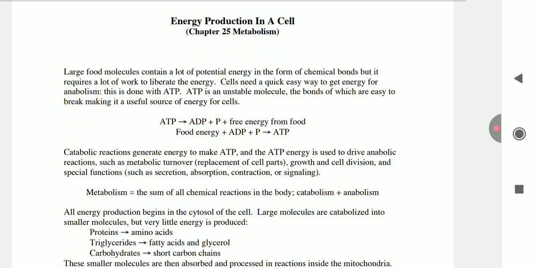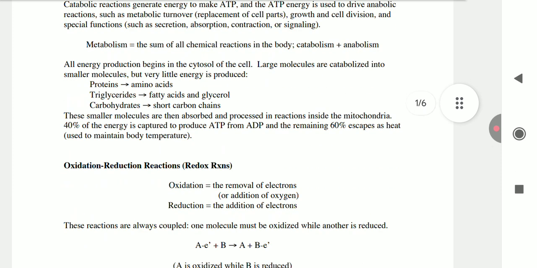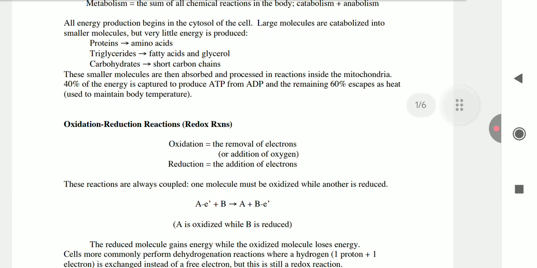Large molecules are catabolized into small molecules, but when little energy is produced, protein is converted into amino acids. Triglyceride is equal to fatty acid and glycerol. Carbohydrate is equal to short chains. These smaller molecules are then absorbed and proceed in reactions inside the mitochondria. 40% of energy is captured to produce ATP from ADP, and the remaining 60% escapes as heat used to maintain body temperature.